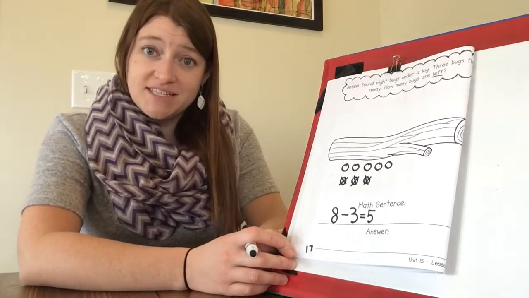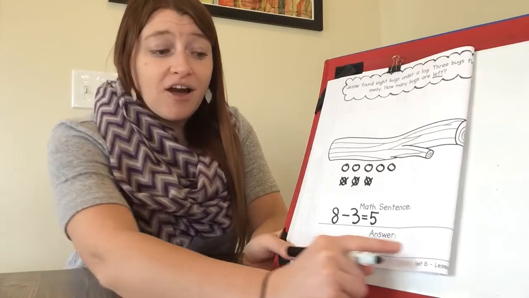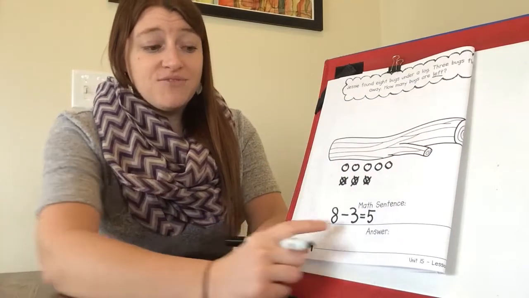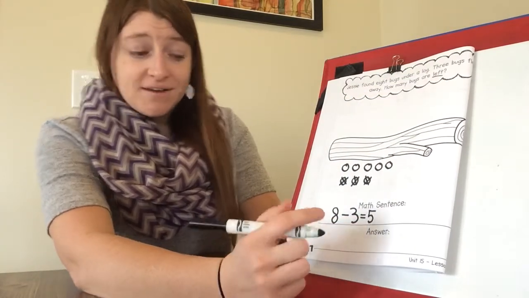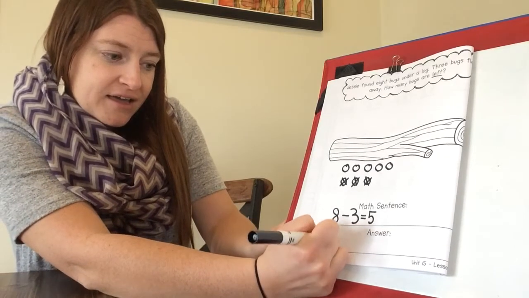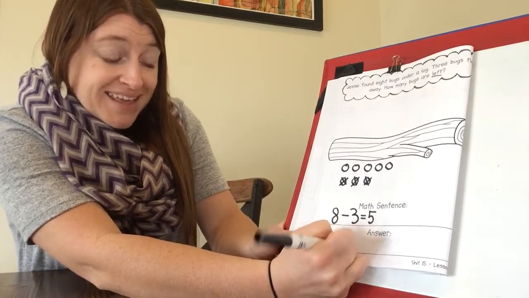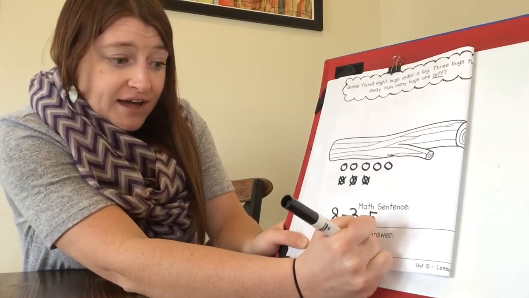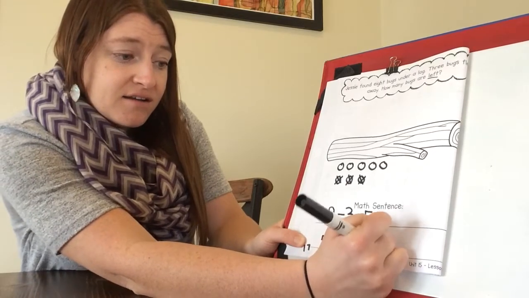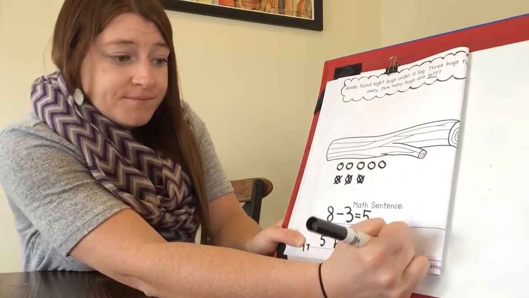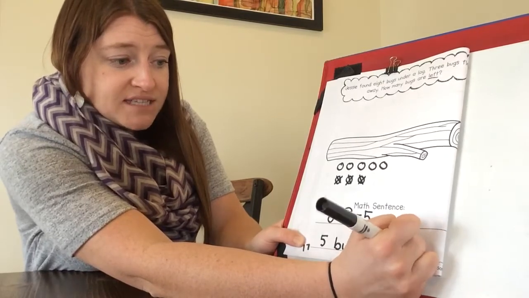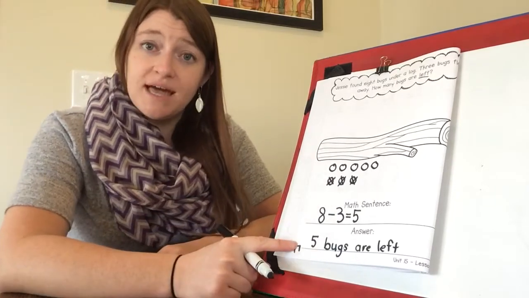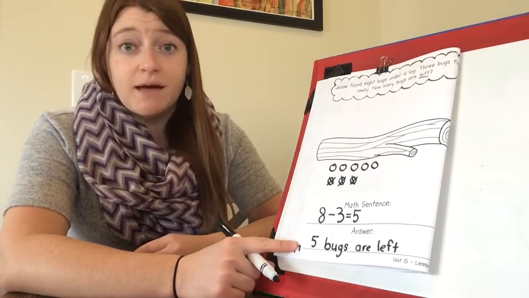Another good thing to start practicing when we're solving word problems is to write our answer out. So the question was, how many bugs are left? We can write our answer. 5 bugs. Now, if you want to, you could add even more words to your answer. 5 bugs are left. When we're solving a word problem, doing each of these things really helps the person who's looking at our work to know what was happening in our brain.